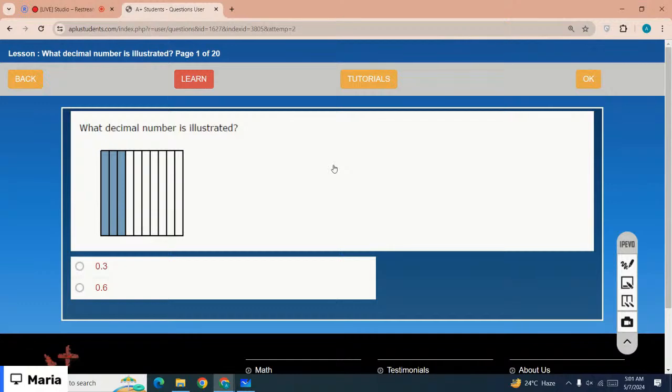What decimal is illustrated? Which is the correct option? You have a total of 10 columns, right? Three of them are colored. That represents 3/10, right? Or 0.3 is the correct option. Option number 1 is the correct option.